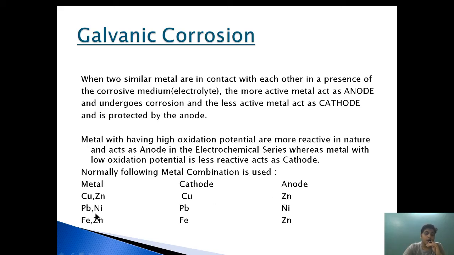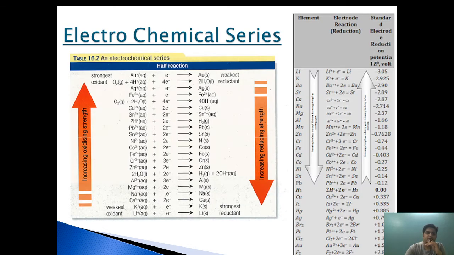If lead and nickel are taken, in that case nickel will act as the anode and lead will act as the cathode, because nickel is more active compared to lead. In the same way, if iron and zinc are taken, then zinc acts as the anode and iron will act as the cathode. All this activeness is decided by the electrochemical series. This is the electrochemical series. As you can see here, I'll show you first.